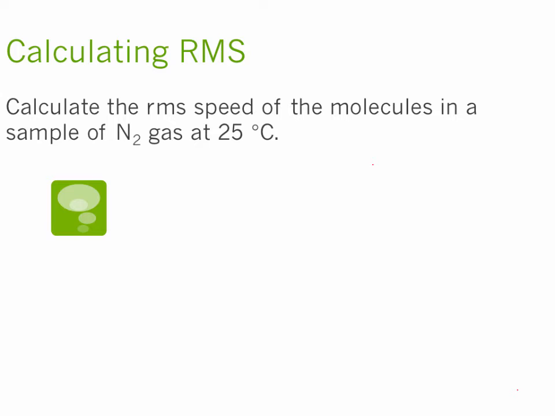Root mean squared speed, which we represent as V_RMS, or mu, that's another way to represent it, is equal to the square root of 3 times R times T all over the molar mass. So it's 3RT all divided by the molar mass.